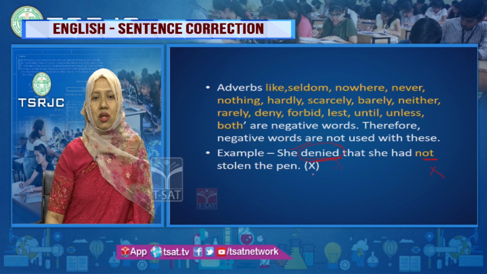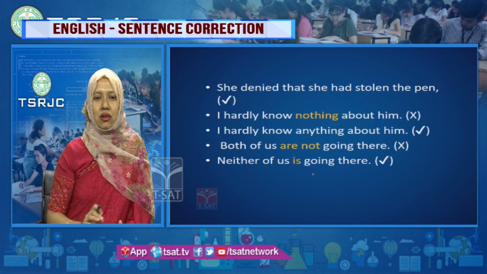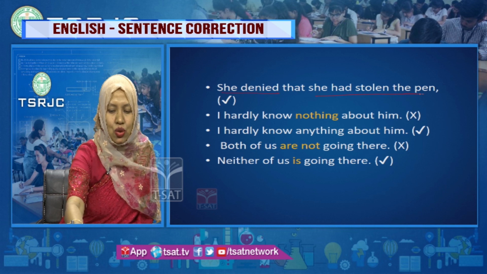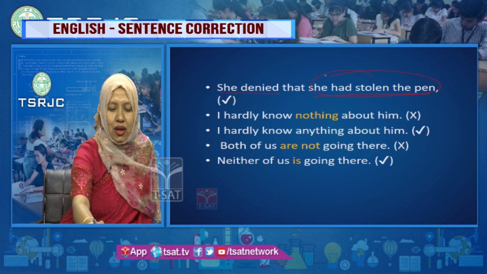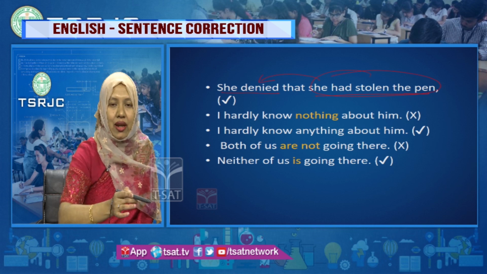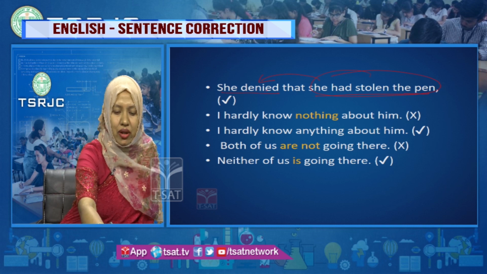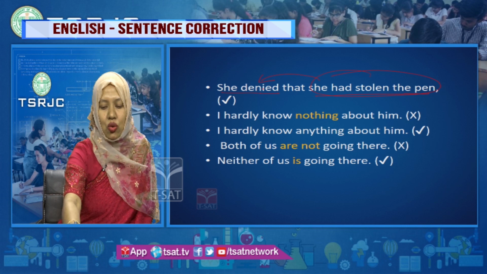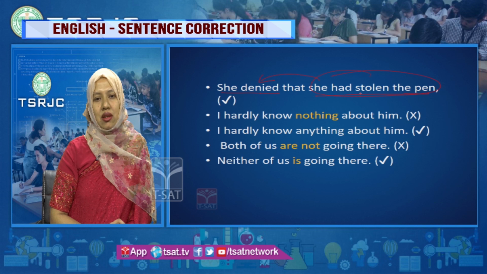Never use not or negative words with these words. You should say, she denied that she had stolen the pen. She denied that she had stolen the pen. Here this doesn't mean that she had stolen the pen. You are giving clarity here, saying that, using the word denied, she said no, she had not stolen the pen. So there is no need of using not in this clause.